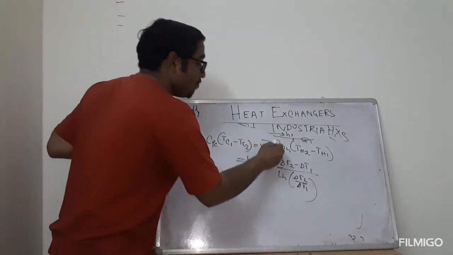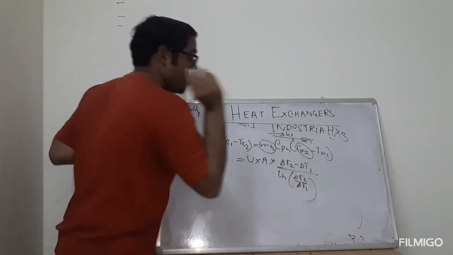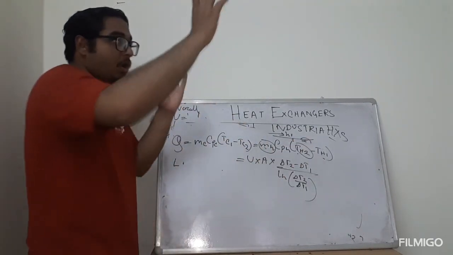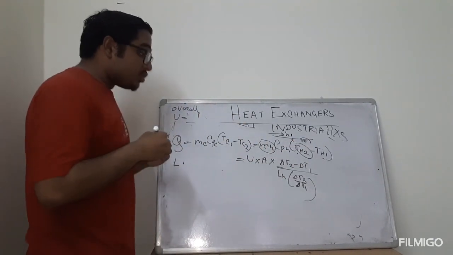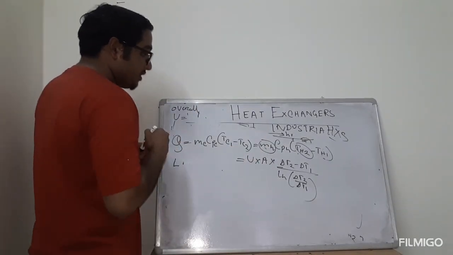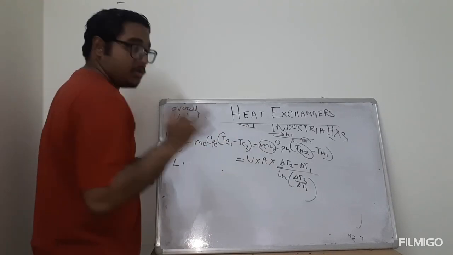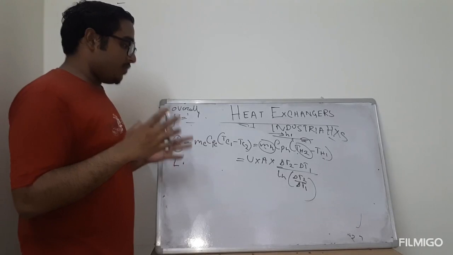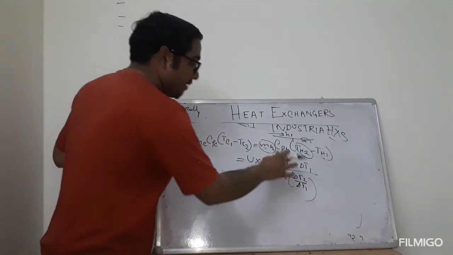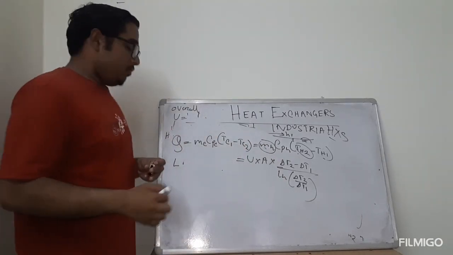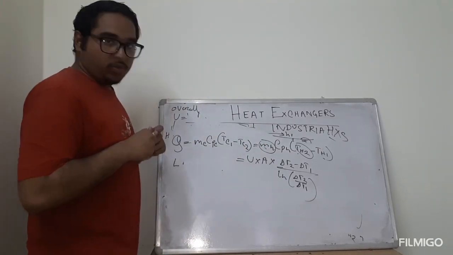Somewhere you will not have the mass and not have one of the temperatures. Somewhere you will have the mass but two temperatures unknown, two outlet temperatures unknown. You will have to solve the two equations and two unknowns problem. Every time you will be given questions like this and you need to solve them. Either the two temperatures will be unknown, or the mass flow rates can be unknown. Mostly these two parameters are unknown.